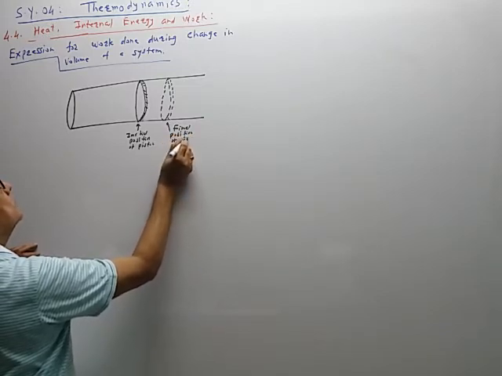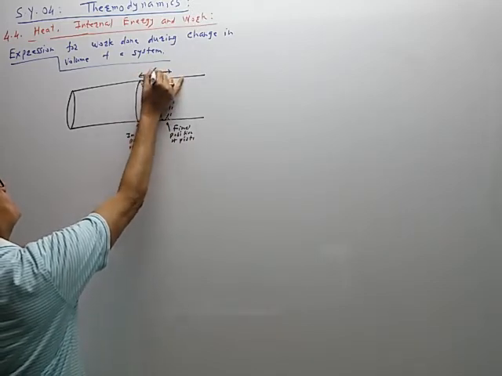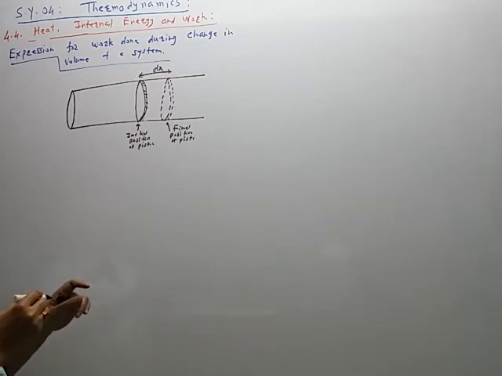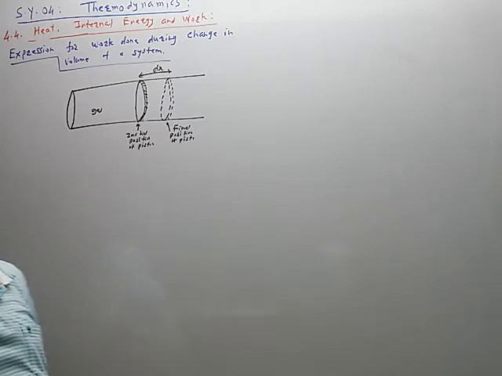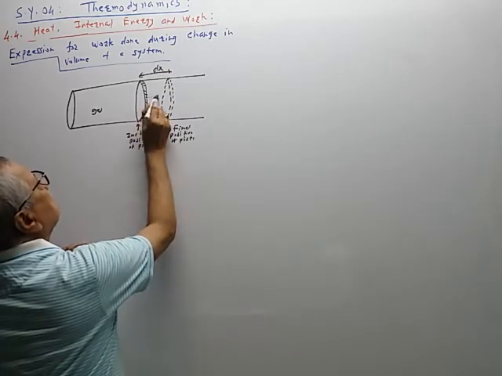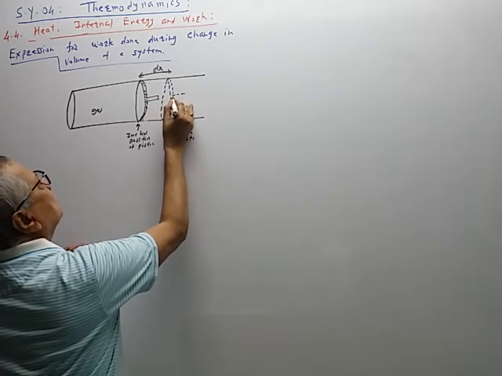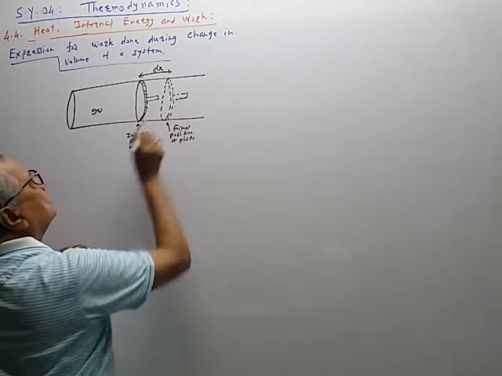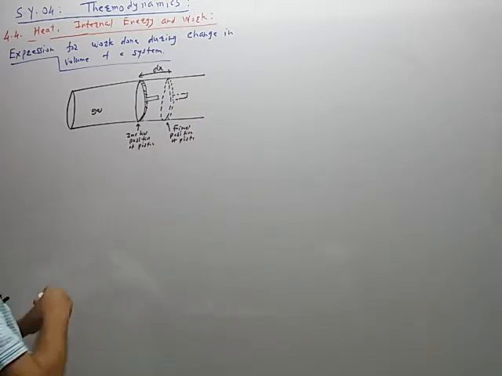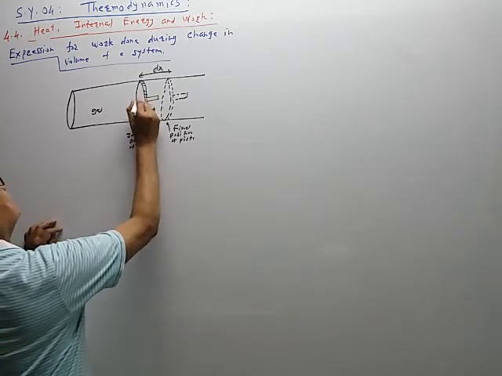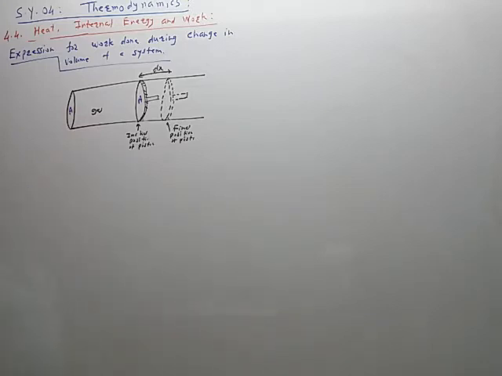Final position of the piston. This displacement is a very small displacement dx. This is the gas. So this is the piston. Like this. So this one part is the volume expansion. This A is the area of the piston. A is also the cross-sectional area of the cylinder.